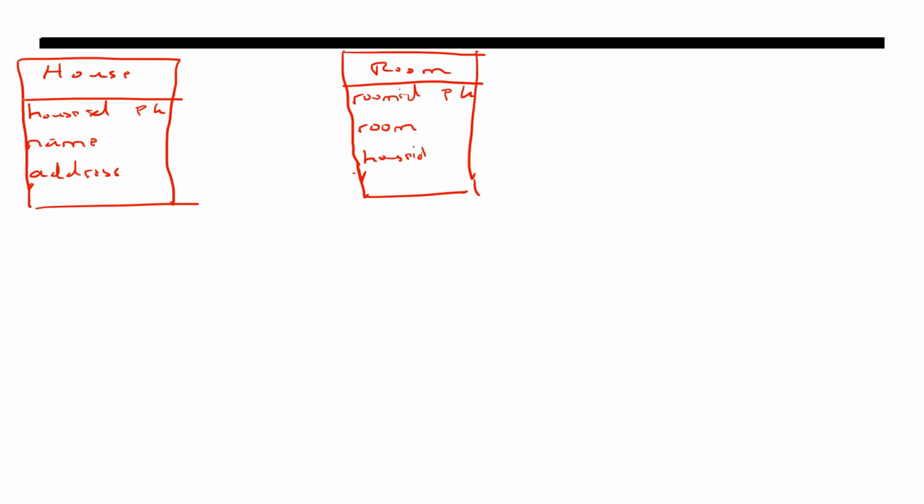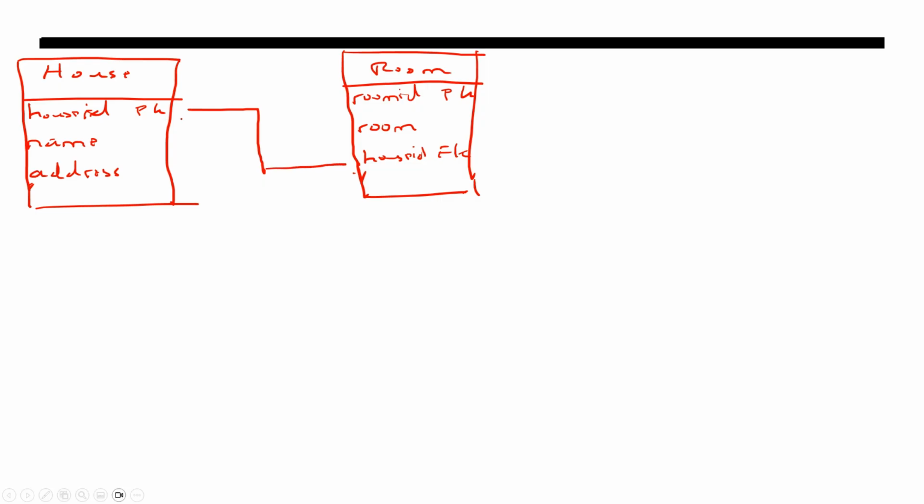Now, when I say the house ID, it's the same house ID that you have here, which is the primary key, but in this particular table, it's going to be referred to as a foreign key. So, in fact, these two tables are related to each other only by their foreign keys.